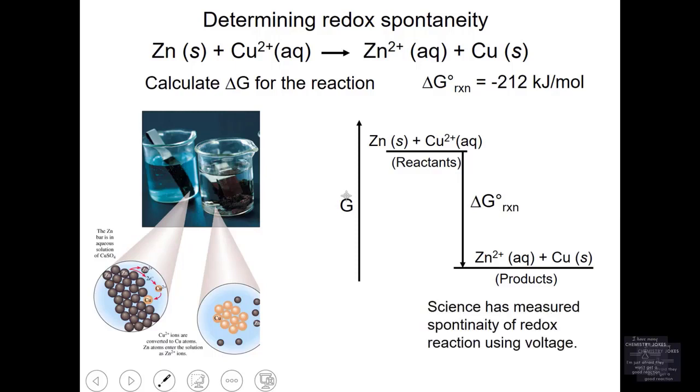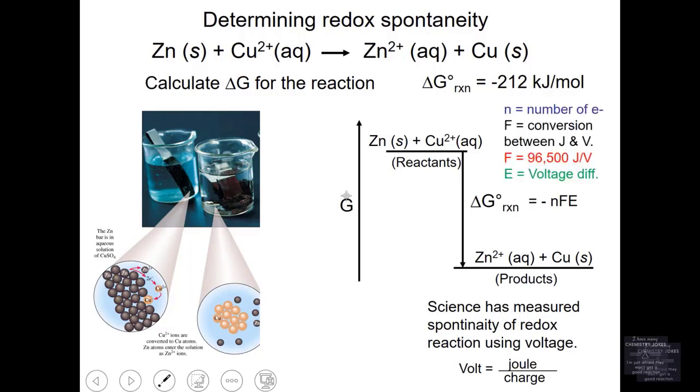As I said before, electrochemistry is where we can get some useful energy out of the reactions we've been discussing. Scientists measure this useful energy in voltage. A volt is a joule over a charge. The delta G equation that relates voltage and spontaneity is delta G equals negative NFE, where N is equal to the number of electrons. There are 2 electrons exchanged in that reaction. F is Faraday's constant. It converts between joules and volts. And then E is the voltage that is measured over that reaction.